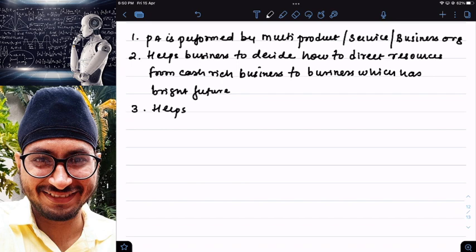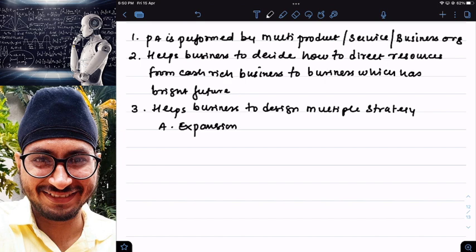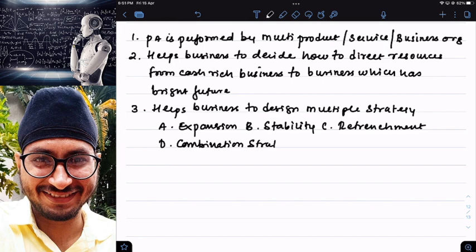Clear? Next. Portfolio analysis also helps businesses to design multiple strategies. For example, sir, I can prepare an expansion strategy. I can also decide about a stability strategy. Then, one more example, a retrenchment strategy or a combination strategy. Clear? Which strategy should I follow?